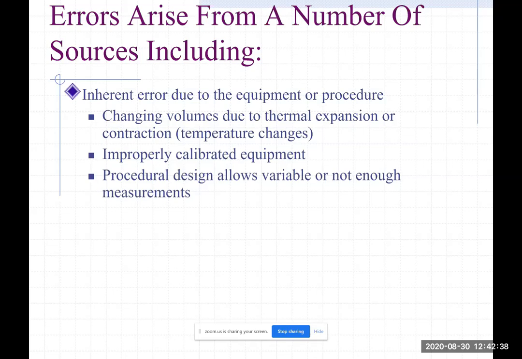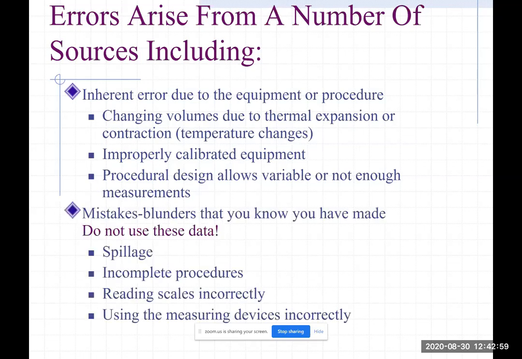Procedural design allows for variability, or maybe not enough measurements. And one of the things that students hate to do is repeat an experiment. The best way to get the most accurate data, the most reliable data, is to repeat the experiment at least twice and take an average of the two values you get for those two trials.